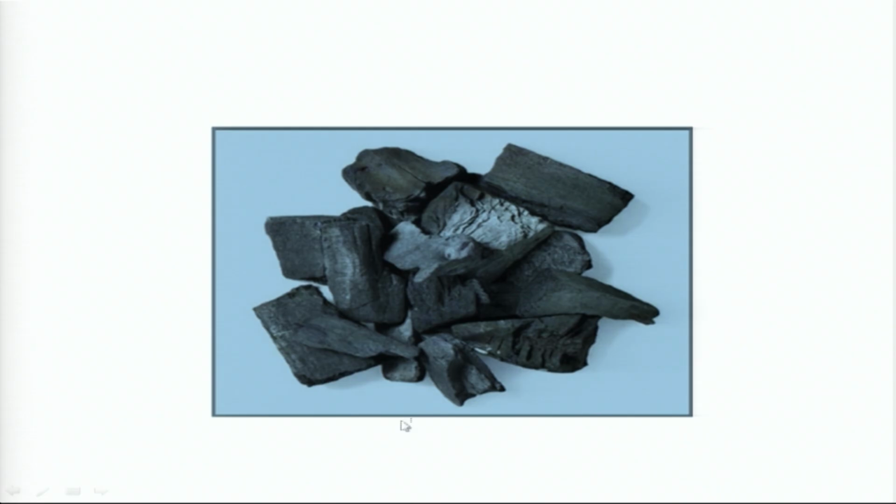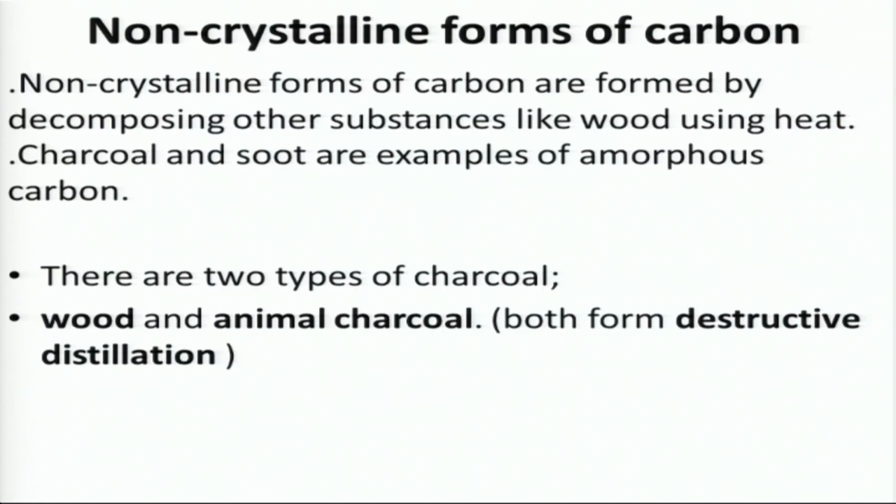These days they are not common because people use gas, biogas, this normal gas, or electric power. So this is charcoal, the one you use at home. All right? So that's among the amorphous carbon, the non-crystalline forms of carbon. We are saying that the non-crystalline forms of carbon are formed how? By decomposing other substances like wood using heat. So charcoal and soot are examples of amorphous carbon.